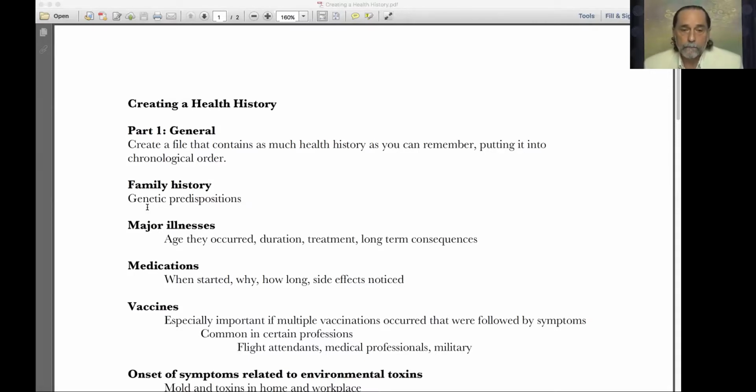That's the long-term effect of a temporary condition. Right? Medications: when you started the medications and why and how long, and the side effects that you noticed. We're going to be talking about this in quite a bit of detail in Module 3 about the interface between the two medical systems.